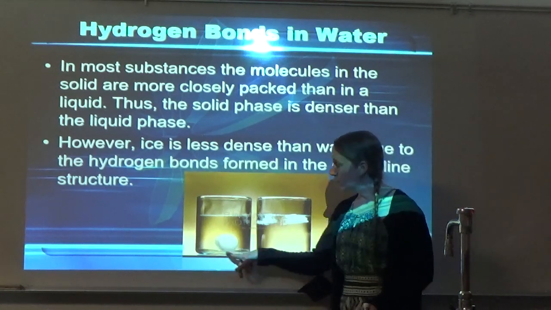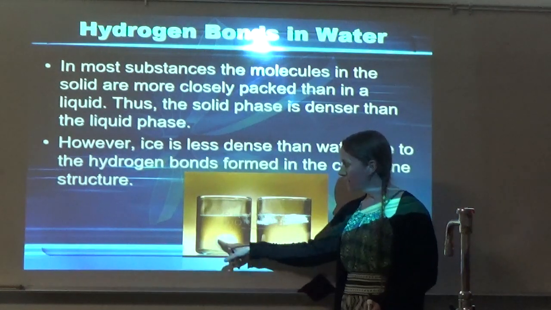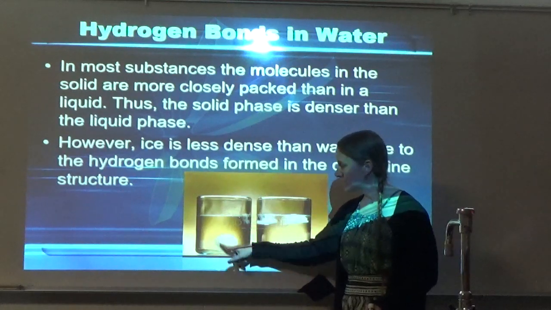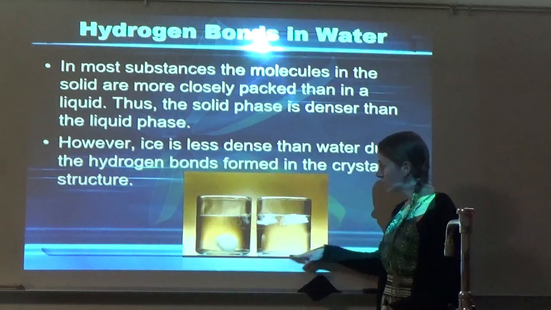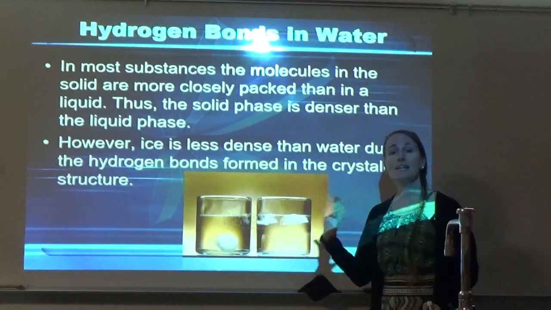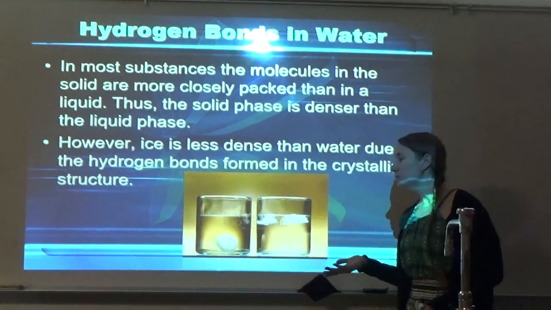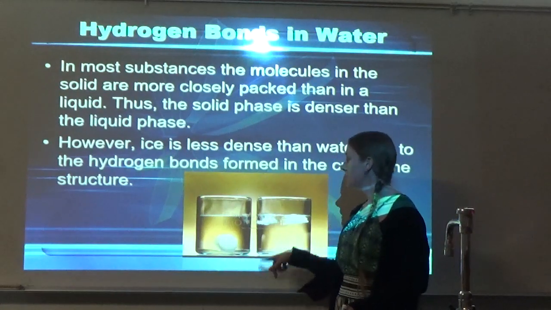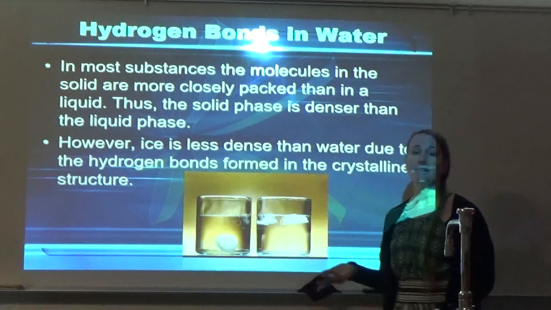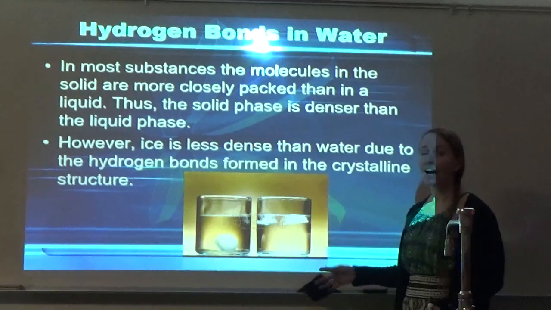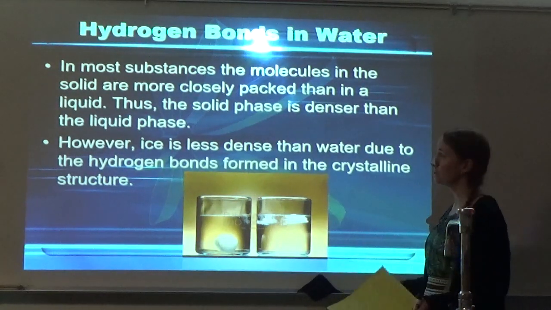So y'all, this is melted wax, and this is solid wax. Notice when you put the solid into its own liquid, it sinks. This is water and ice, so notice the ice floats. So unlike most substances where the solid is most dense, in water, the solid is less dense than the liquid, and that's because of all that hydrogen bonding. It forms a honeycomb shape.